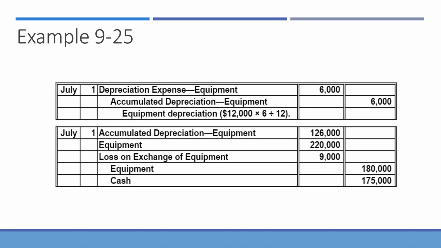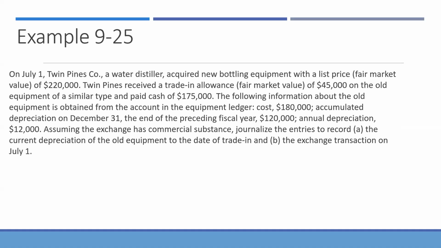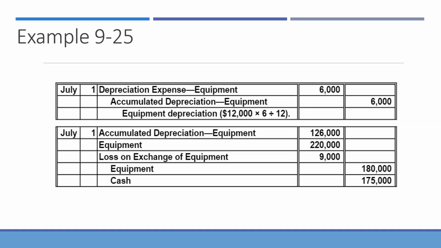But yeah, just going through the problem, the old equipment's historical cost was 180,000. So we know that needs to be a credit. The cash needs to be a credit. And then once we have the four concrete ones that we know, the old equipment, the cash, the accumulated depreciation we calculated before, and the new fair value of the equipment because it gave it to us, then we plug gain or loss.